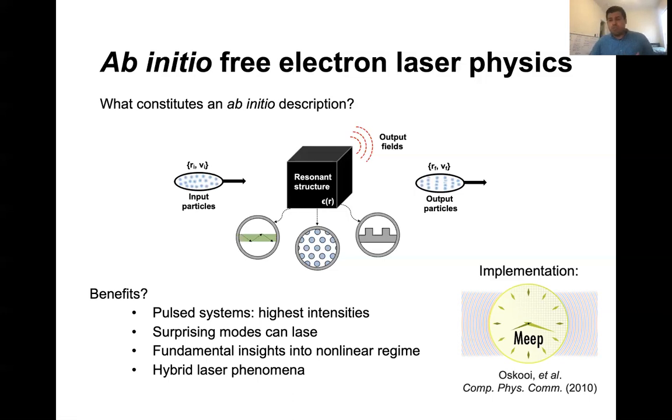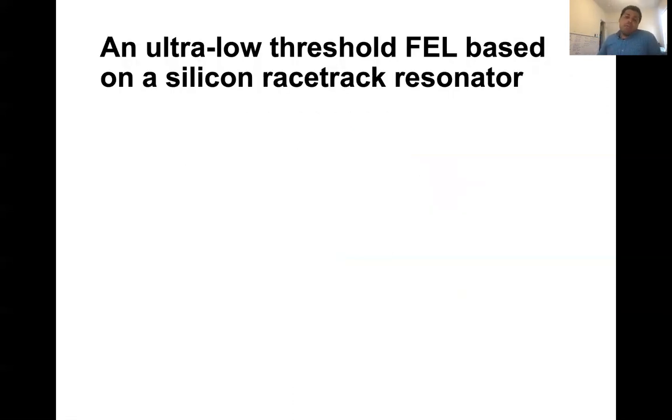So now I want to show you what this looks like. I want to show you a few proposals for systems and what we can expect from them and how we might realize them. So the first proposal here is a kind of very low threshold free electron laser based on what I believe to be the ideal structure for realizing a nanophotonic free electron laser, which is called a racetrack resonator.